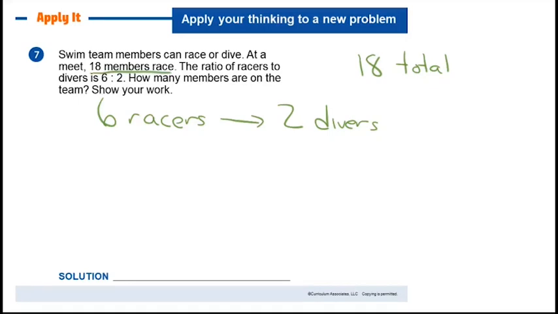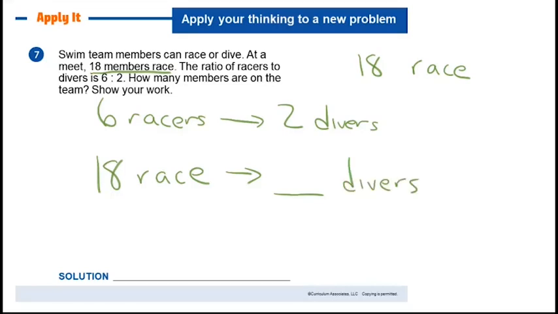How many members are on the team? It says at a meet, 18 members race. 18 race. So I have the 18 racers, which is going to let me know how many divers I have. But that is not the question they are asking. They are asking how many total members.